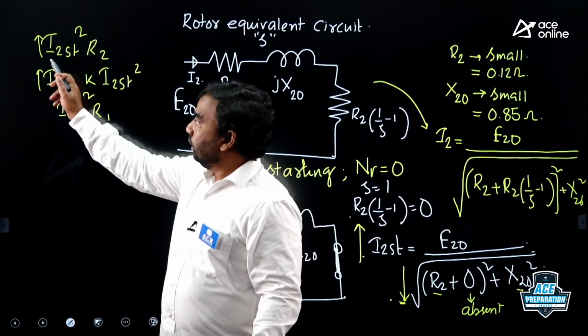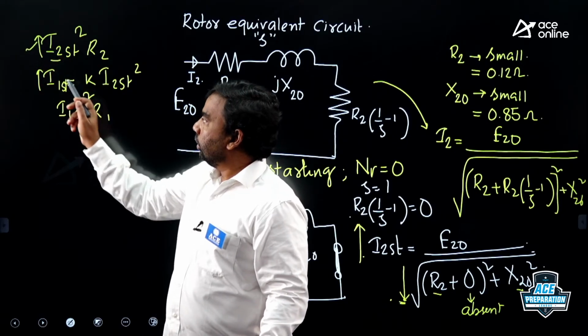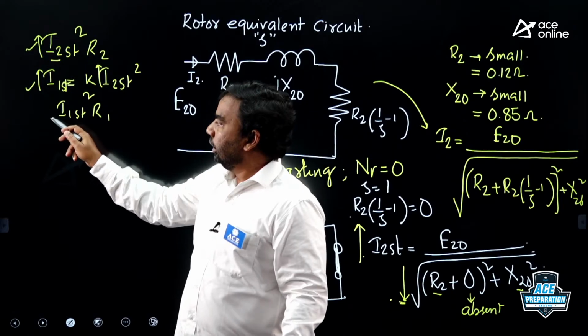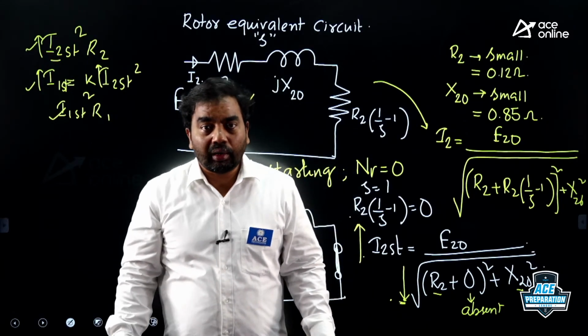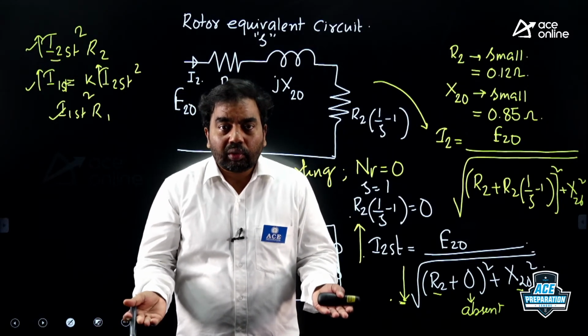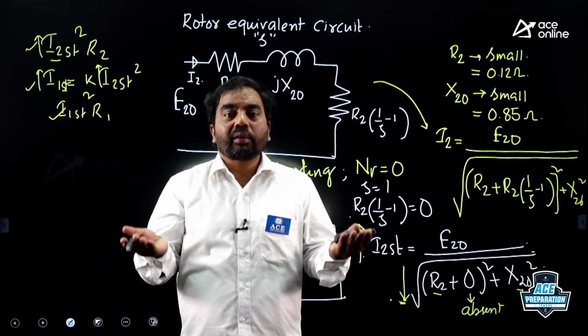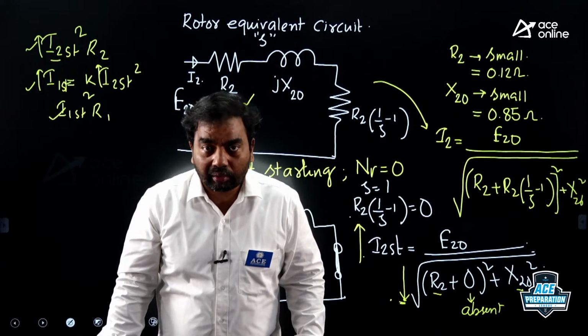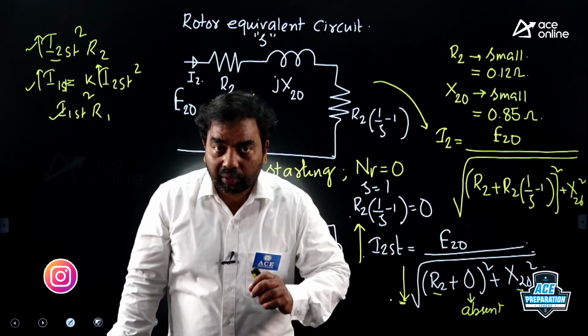As the rotor current is high, the rotor ohmic losses will be high. Due to this high rotor current, the stator current will be high and the stator ohmic losses will be high. Then the losses in both the windings will be high, the temperatures will be high, the insulation will melt, and the windings will get damaged. So finally, who is the main culprit for this?